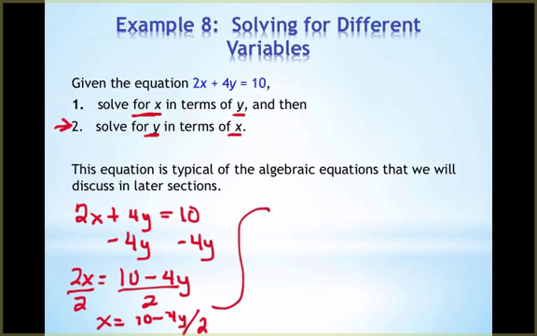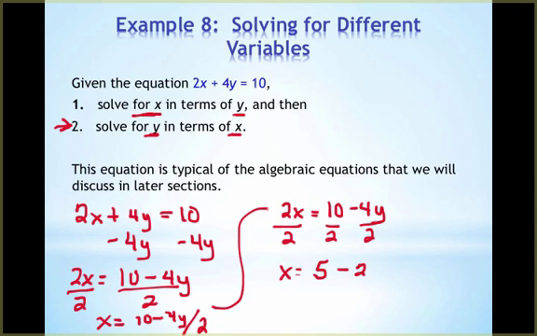Or another way I can do that problem is, on the last step, rather than dividing the entire thing by 2, I divide each individual term by 2, and I get 5 minus 2y, because 10 divided by 2 is 5, and 4y divided by 2 is 2y. And I could leave the answer like that.